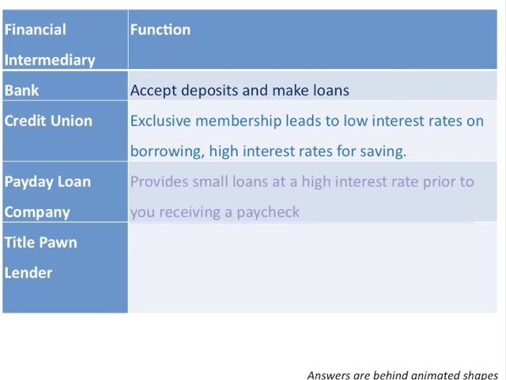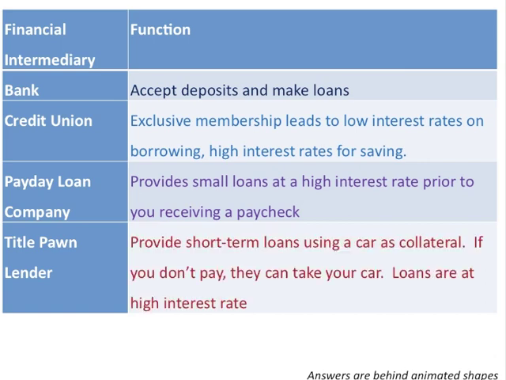Payday loan companies are another example of a financial intermediary that provides small loans at very high interest rates. And if you're going to receive a payday loan from one of these companies, you're going to receive your paycheck in advance and oftentimes pay a very high interest rate. So a payday loan is different than a bank or a credit union in that they are offering short loans on the value of a future payment, which is going to be at very high interest rates.